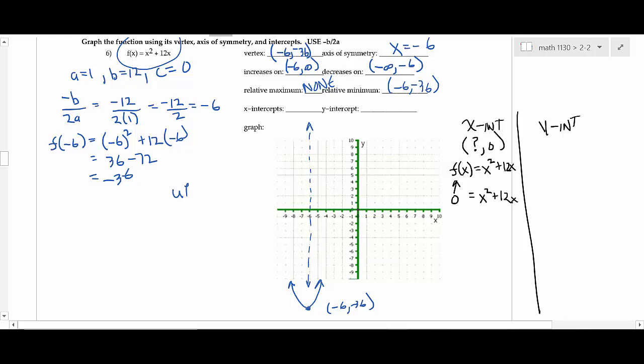Factor. You're going to factor. Okay, that's a quadratic equation that's factorable. So you would take an x out. So you'd have x parentheses x plus 12. So the two solutions of that are x equals 0 and x equals negative 12. So you write your intercepts as points. You would write the first one as 0, 0. And then the second one would be negative 12, 0.